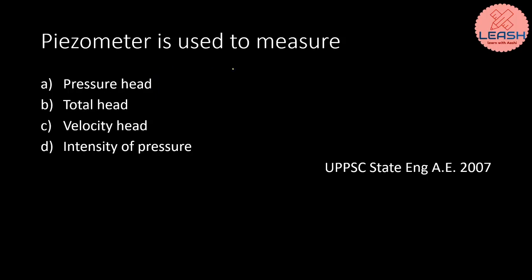Again, a piezometer is used to measure pressure head. Pressure head is nothing but pressure energy per unit weight. Energy per unit weight is known as head. A fluid has three types of energy in general: pressure energy, kinetic energy, and potential energy. With the help of a piezometer, we can measure pressure head. The height up to which fluid will rise in a piezometer will be your pressure head. So again, let's say you have a pipeline in which water is flowing. The height up to which water will rise, this height is nothing but pressure head.